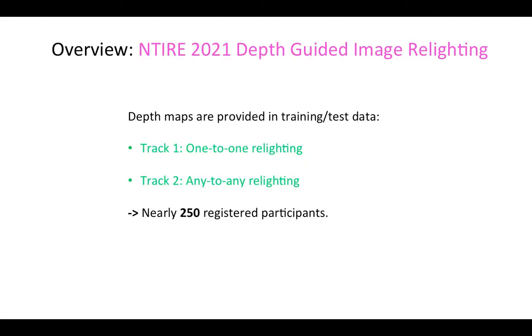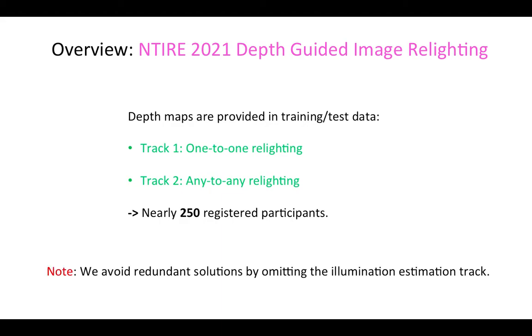And here is the overview of our entire relighting challenges. We had nearly 250 registered participants in our one-to-one and any-to-any competitions. We note that the illumination settings prediction track was omitted in this edition to avoid redundancy, because previous solutions already achieved good results.